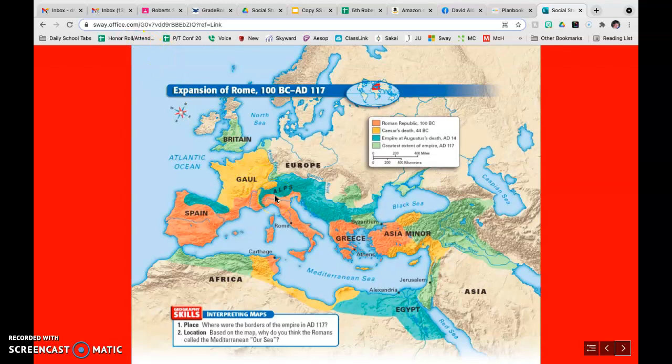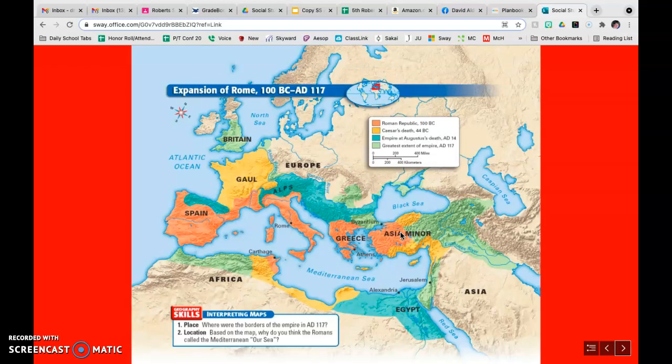So here you see a map of the expansion of Rome. This would be from 100 BC or BCE to AD 117, and this would be CE, Common Era. So from 100 years before the year 0, or as we put it, Christ's birth, to 117 years after. So the Roman Republic would be all of this in orange. That would have been around 100 BC.